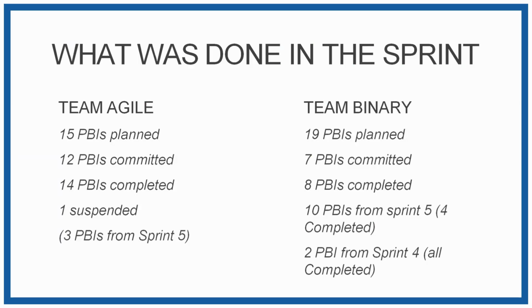Then for Team Binary, we had 19 PBIs planned, 7 committed, 8 completed, 10, sorry, supposed to be 9. 9 from sprint 5, 4 completed, 3 from sprint 4, 2 completed. Next slide, please.